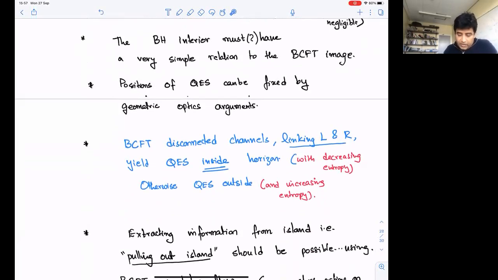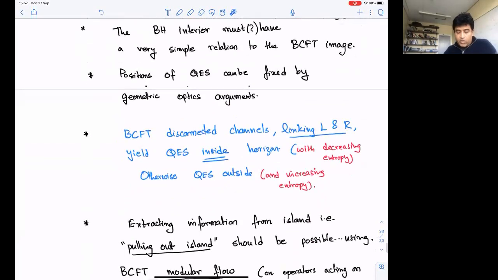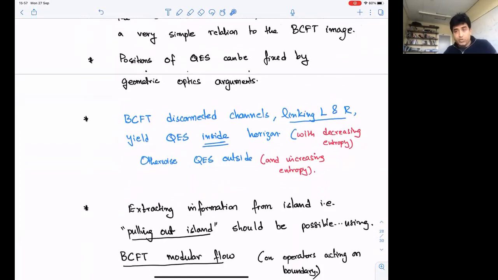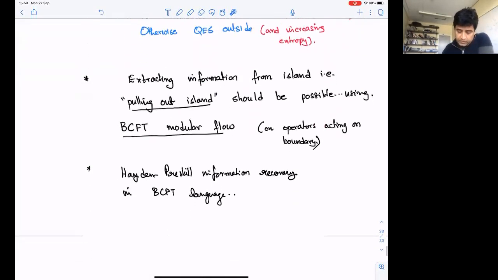There is another interesting set of observations: disconnected channels in boundary conformal field theory, which link left and right in this case, yield quantum extremal surfaces inside the horizon, with decreasing entropy, the one that caused the dip. Otherwise, the quantum extremal surfaces always remain outside, associated with increasing entropy. In fact, we have seen the same thing in genuinely non-equilibrium situations when you have a dynamically evaporating black hole; the quantum extremal surfaces always live inside the horizon. So it seems that quantum extremal surfaces inside the horizon are associated with decreasing entropy. It's not something that we completely understand why this is the case.